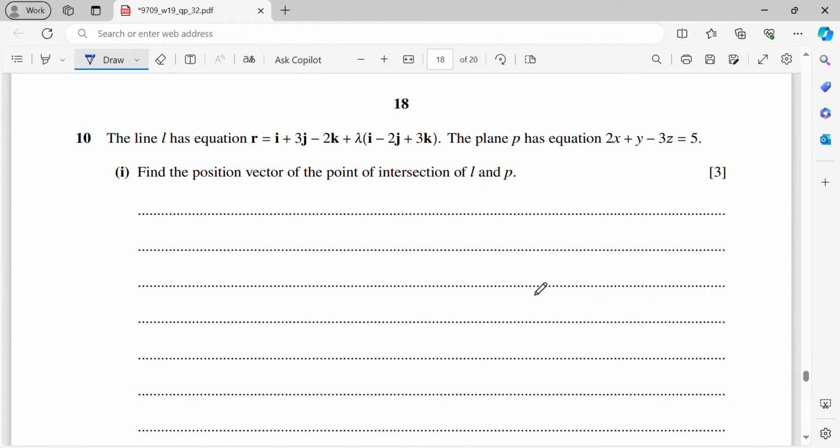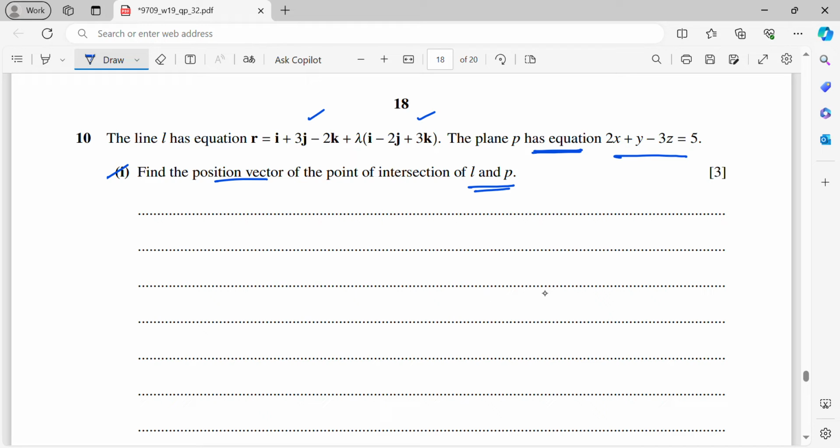Okay, so for question number 10, the line L has equation r equals i plus 3j minus 2k plus lambda of i minus 2j plus 3k. The plane has equation 2x plus y minus 3z equals 5. First part, find the position vector of the points of intersection of L and P. Just for information, this is a 2019 paper, but starting 2020, the plane related question has been moved to further mathematics. So if you need to learn this, I'm showing it now, just for your extra knowledge.